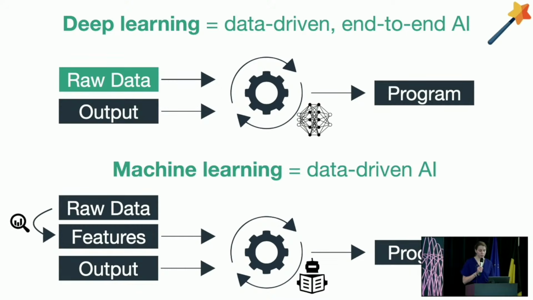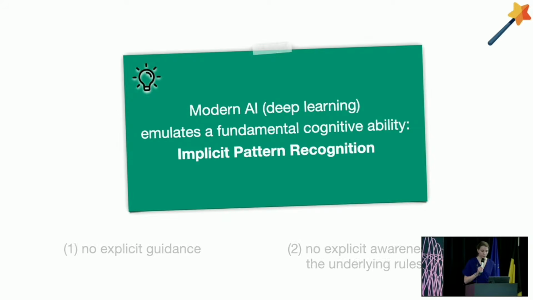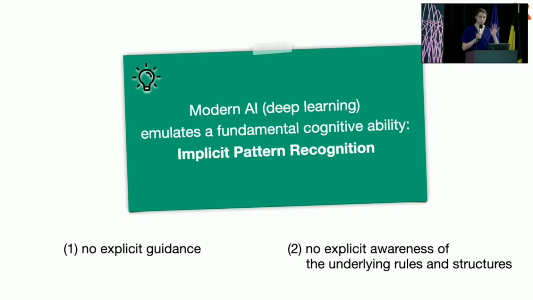That became possible because we observed that such algorithms, such end-to-end learning algorithms, were able to perform implicit pattern recognition. Implicit in a sense that they were not given any explicit guidance what to look at, only the data and the outcome, and they were not provided any explicit awareness of what are the underlying rules. And this is how we were able to harvest really highly performant systems, highly performant models, reaching or even superseding human abilities in some of the tasks. This is the power and this is the versatility, the implicit learning that AI models can perform.